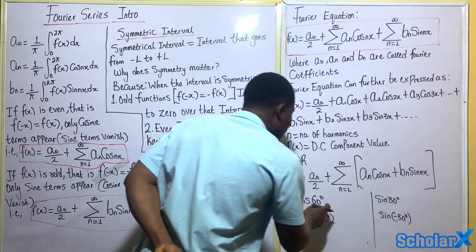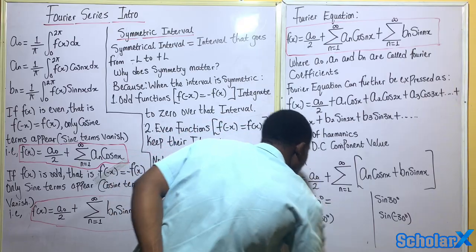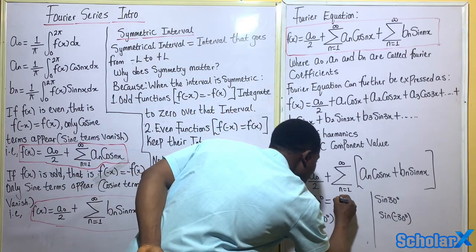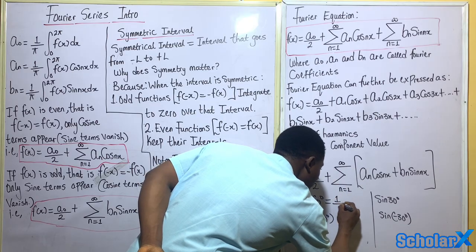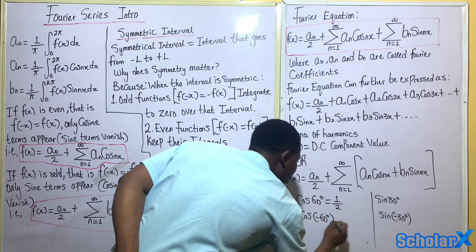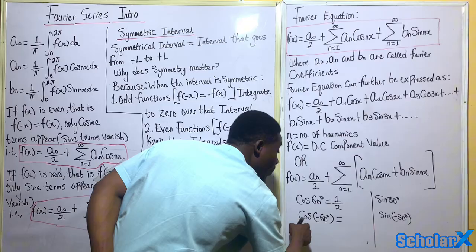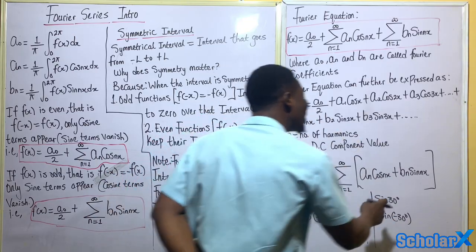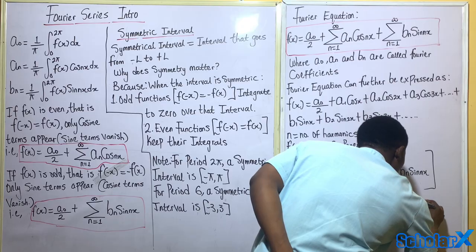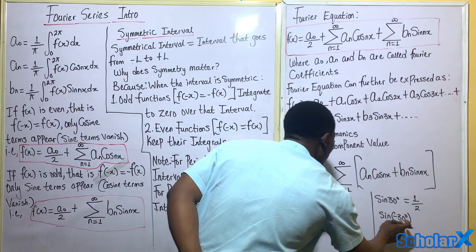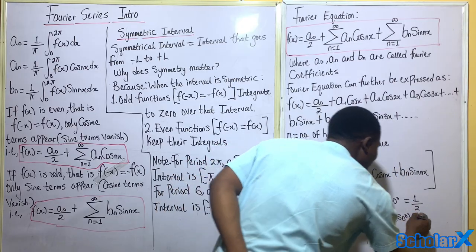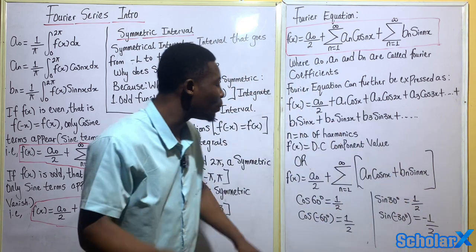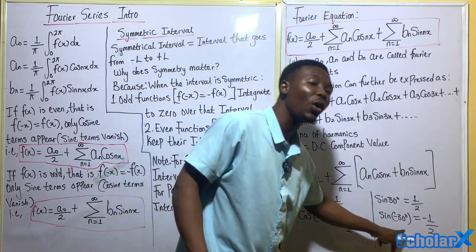Now, cos 60 degrees is going to be what? If you press it on your calculator, you notice that cos 60 degrees is 1 over 2 or 0.5. If you press cos minus 60, you are also going to have 1 over 2. But if you press sine 30, you have 1 over 2, and if you press sine minus 30, you are going to have minus 1 over 2. So this is a pure example of an even function, and this is a pure example of an odd function.